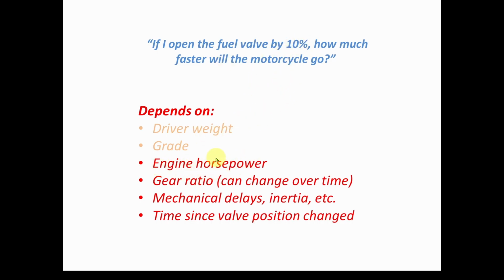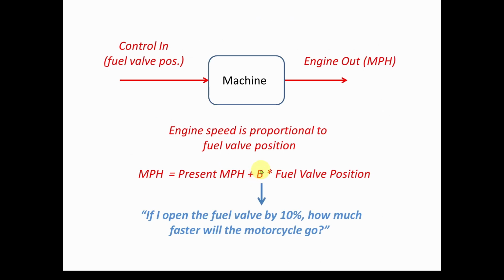The stuff that you do have control over that is dependent on the motorcycle itself is, for example, the engine horsepower. If you've got a very powerful engine and you increase the fuel valve by 10%, that thing is going to accelerate a lot faster than if it has a very small engine horsepower and you do the same 10%. It needs more power to accelerate faster. So this is something that comes into play when we're looking at this B factor.